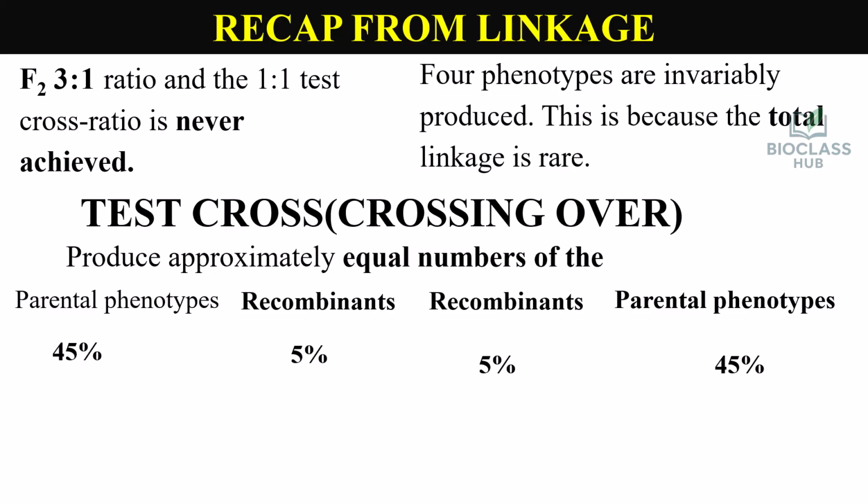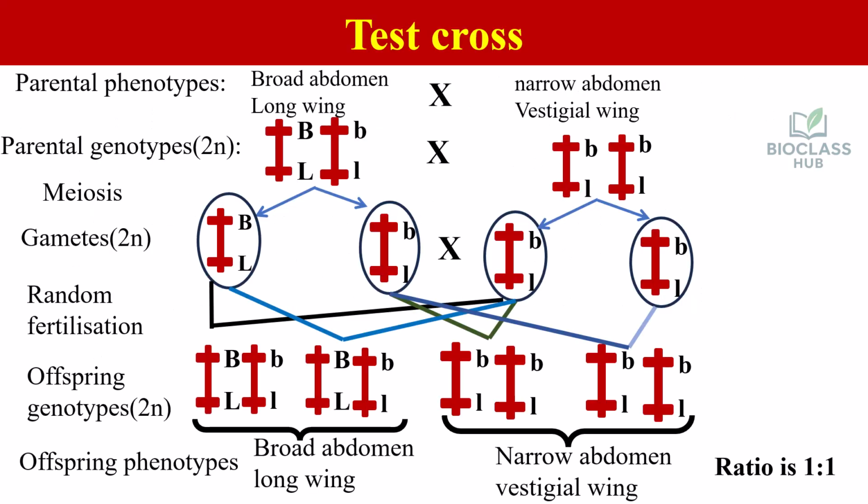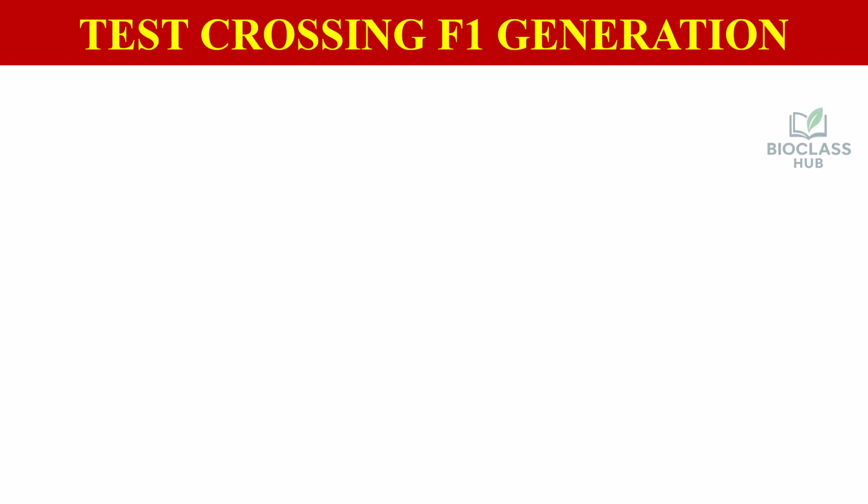We carried out this example when we were dealing with linkage, and we obtained all broad abdomens and long wings. Broad abdomen and long wing are dominant over narrow abdomen and vestigial wing. We are now going to test cross and be involved in crossing over to see what we shall obtain. Now carry out a test cross using crossing over.